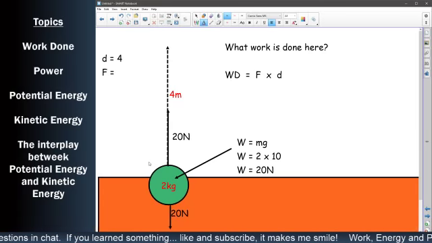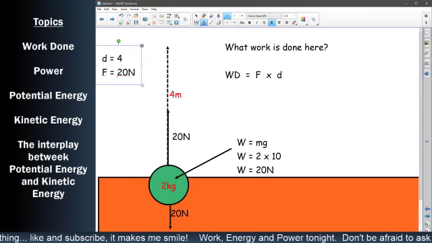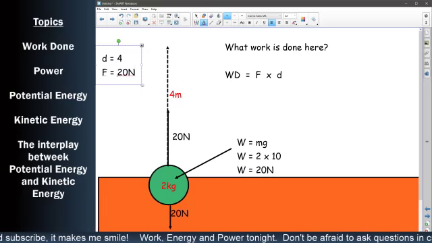So 20 newtons is the force required here, because the extra upward force to get it moving could be 20.0000001, which is 20 for all intents and purposes. So the force I require to lift this thing upwards is 20 newtons. The force required to lift an object in the vertical direction is exactly the same as its weight.